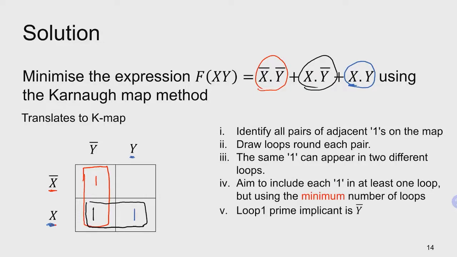Okay, so loop one. So I can see that in this loop, going vertically, y bar is the one that remained the same throughout loop one, whereas the variable x changed from x bar to x. Therefore, we can eliminate the variable x, and the prime implicant of loop one is simply equal to y bar.